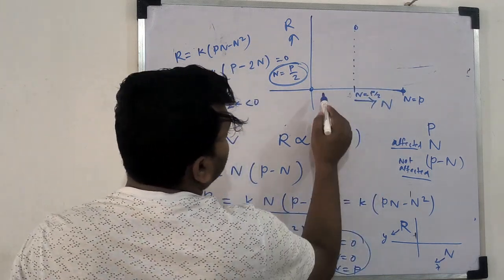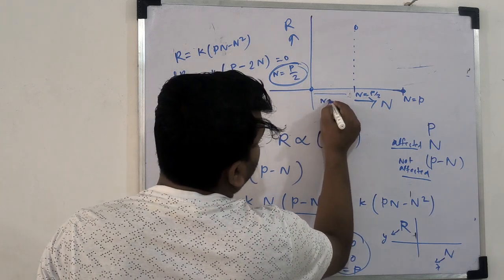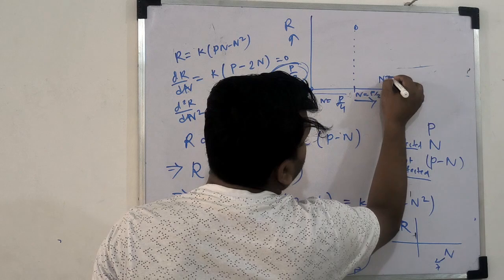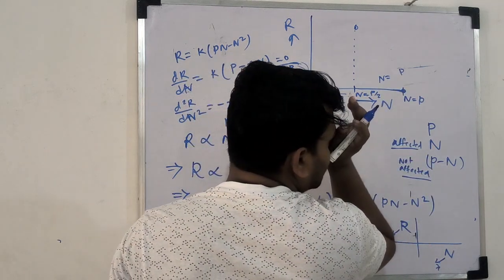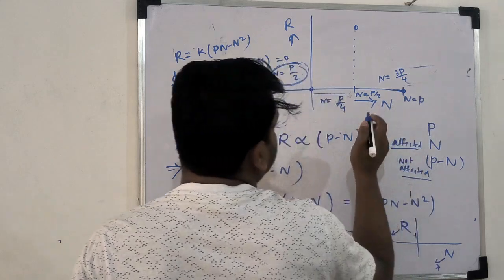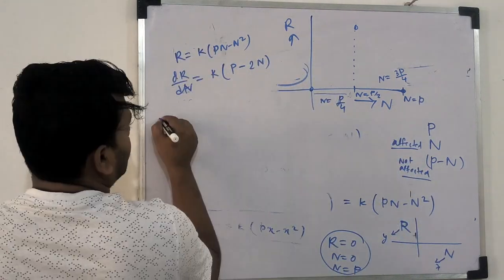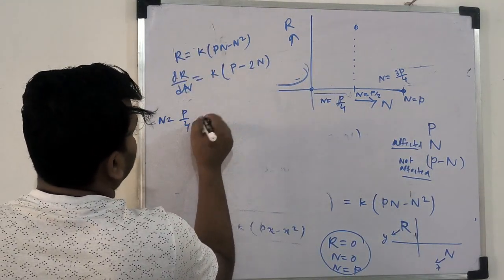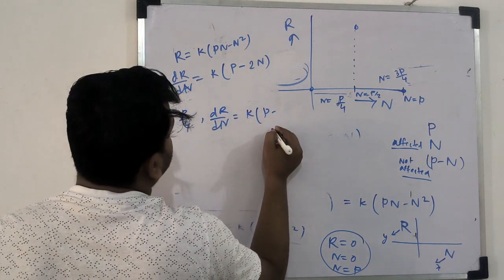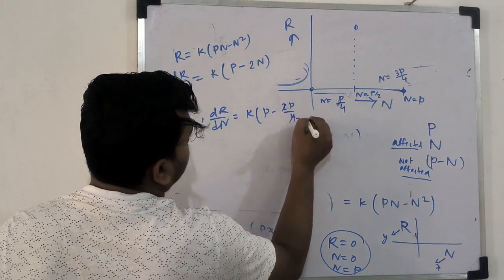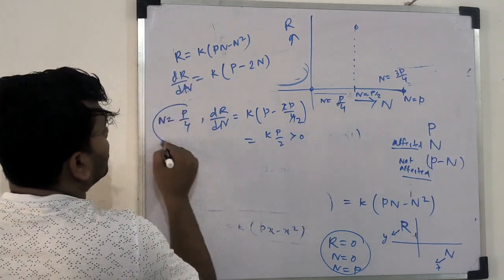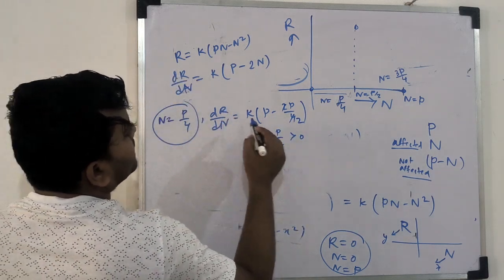Okay? And let us take N equal to P by 4, and what will be here when N equal to P by 2? So this will be 3P by 4. If you take this and this, for N equal to P by 4, dR/dN is K into (P minus 2P by 4), that is K P by 2, which is greater than 0. So for N equal to P by 4, R will be an increasing function.